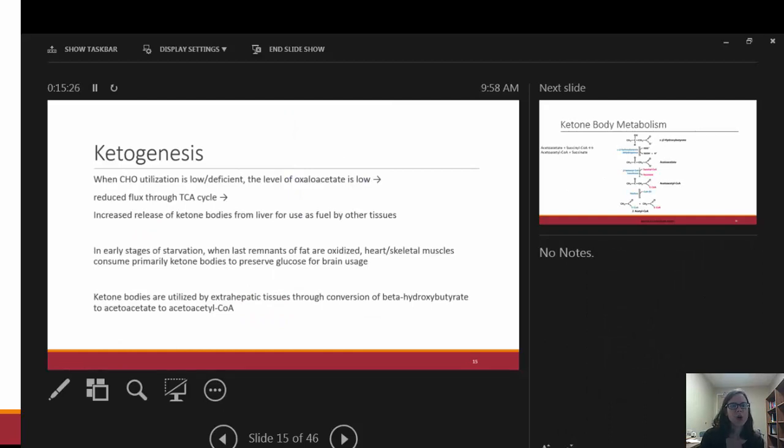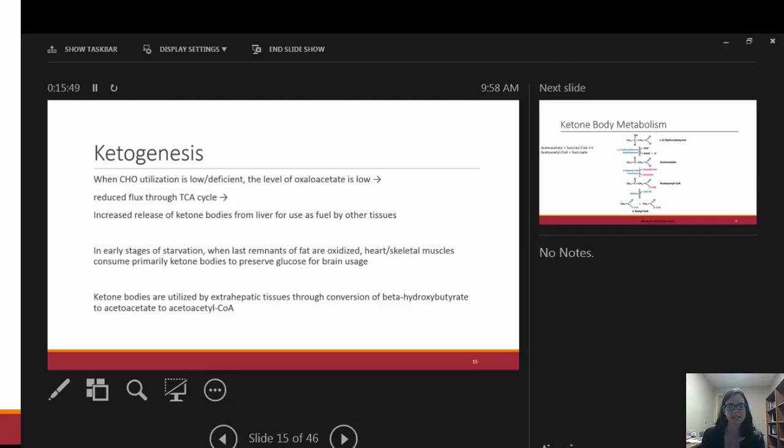Okay, so as I mentioned earlier, when we don't have enough carbohydrates, we don't have enough oxaloacetate, we can't keep running the TCA cycle, we get this buildup of ketone bodies in the liver. And the good part about the ketone bodies is that they can be used as fuel by other tissues even when we don't have enough carbohydrates.